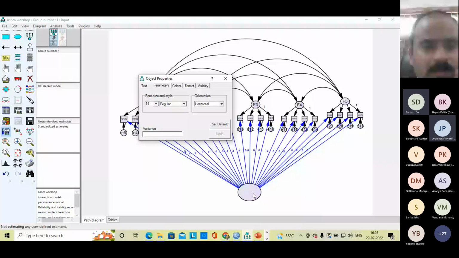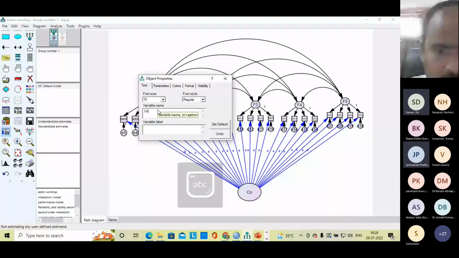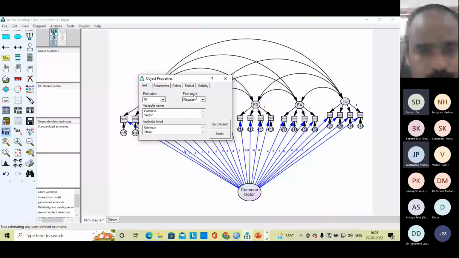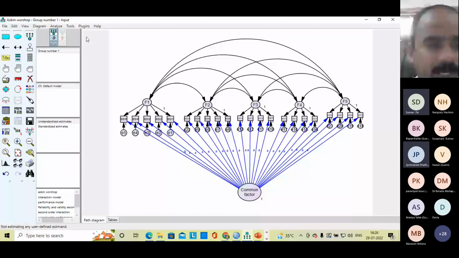Sir, in this menu, we have a text option. Yes, sir, text, yes. Common factor. Now the parameter is 1. Now ready for operation. Proceed. No problem.